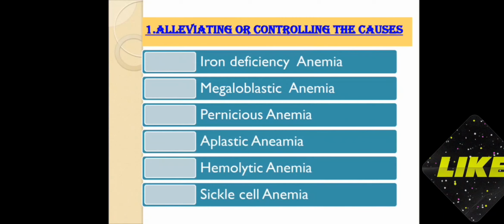Next is eliminating or controlling the causes. So under this title we are going to discuss each type of anemia. Mainly we are going to discuss 6 types of anemia. First is iron deficiency anemia, megaloblastic anemia, pernicious anemia, aplastic anemia, hemolytic anemia and sickle cell anemia. So all these types or categories of anemia we are going to discuss in the next session.